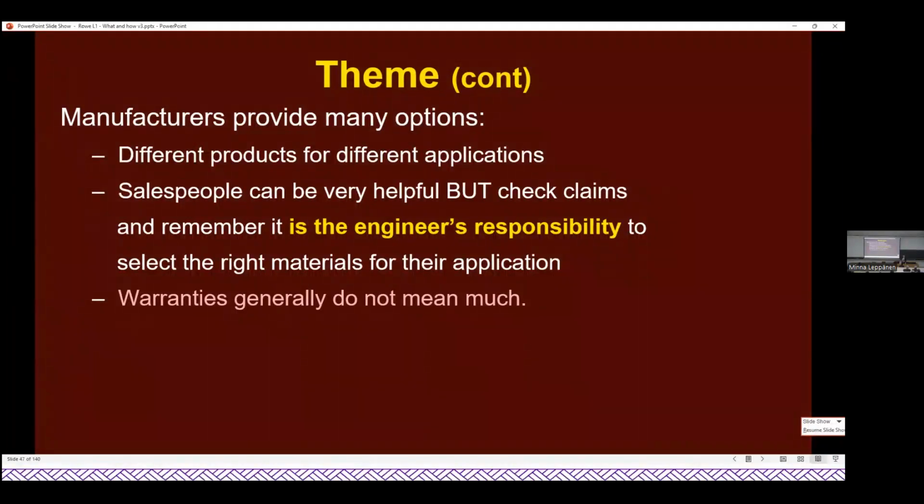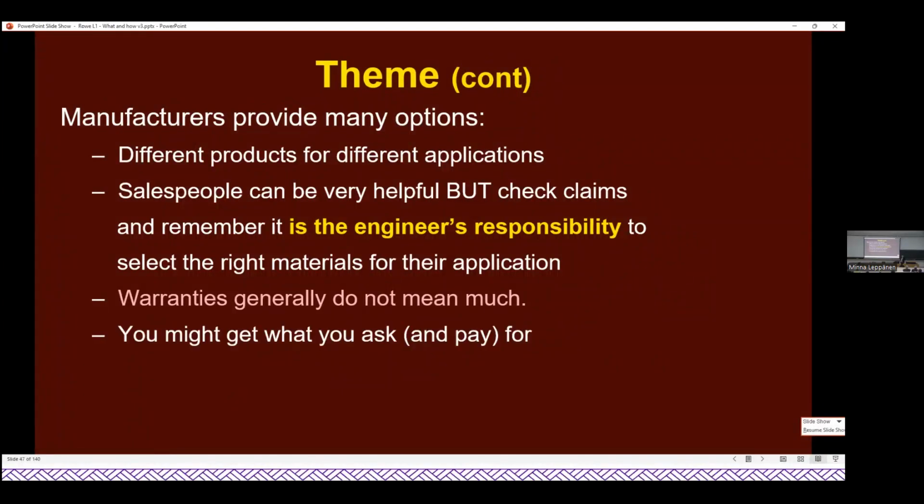A lot of engineers rely on warranties. A manufacturer warranties this for 40 years. It's next to meaningless. Firstly, if you read the fine print, it's usually prorated. Secondly, it's only for material replacement. And usually that is only a small part of the overall cost. So relying on a warranty is not going to help you very much.